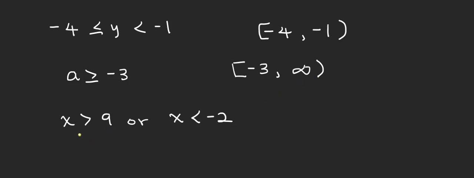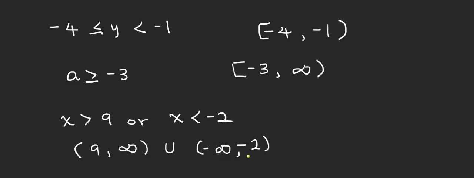And what about this one? x is greater than 9, so 9, comma, infinity, or, so union, x is less than -2. So -2, and it has to be negative infinity. Negative infinity, comma, -2.